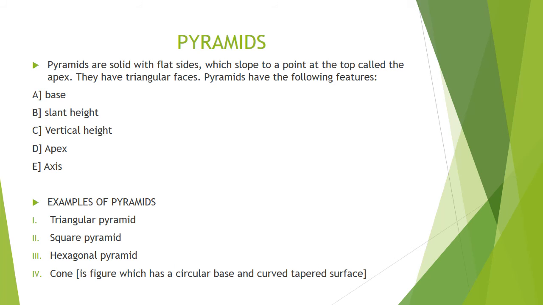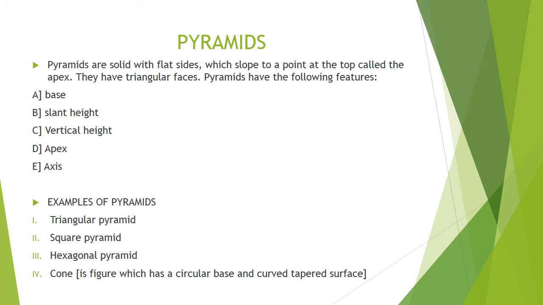Now let us look at the characteristics or features of a pyramid. Something that you see which will tell you that this is a pyramid. It has a base, slant height, vertical height, and it has an apex, and then it has the what? Axis. Now let us look at the types of pyramids or examples of pyramids. One, we have triangular pyramids, square pyramids, hexagonal pyramids, and then we have a cone.